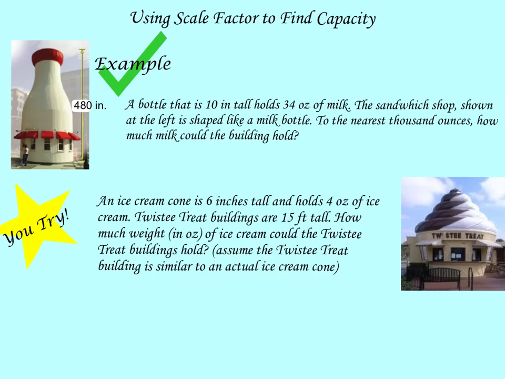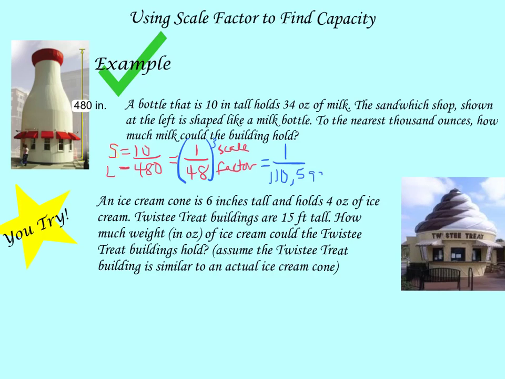Okay, so I have to think first about my scale factor. I know that my smaller bottle is 10 inches tall, and my really large bottle is 480 inches tall. So my scale factor, if I reduce that, is 1 to 48. That's my scale factor. Now remember though, if we're talking about how much milk this building can hold, we want to know volume. And if we want to know volume, what we have to do is take this scale factor and cube it. So that will get us a volume ratio of 1 over 48 cubed, which is 110,592. Okay, so this is my ratio of my volumes.